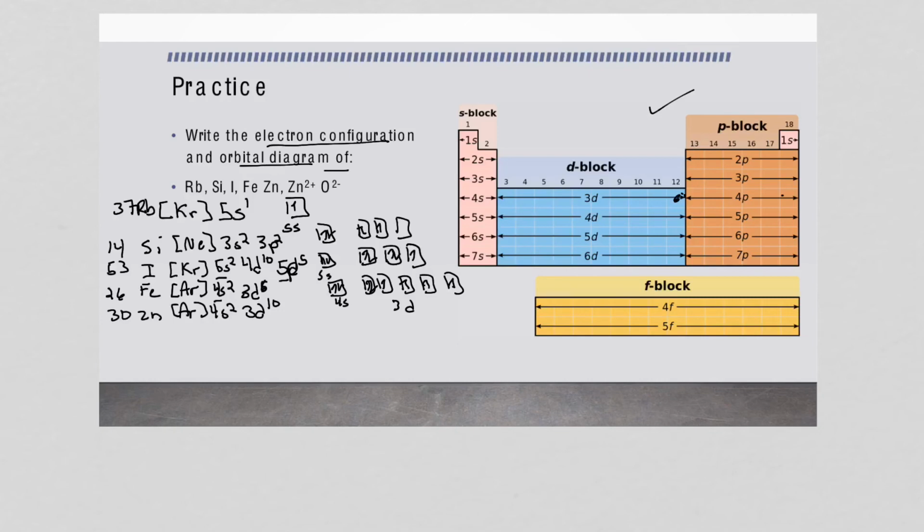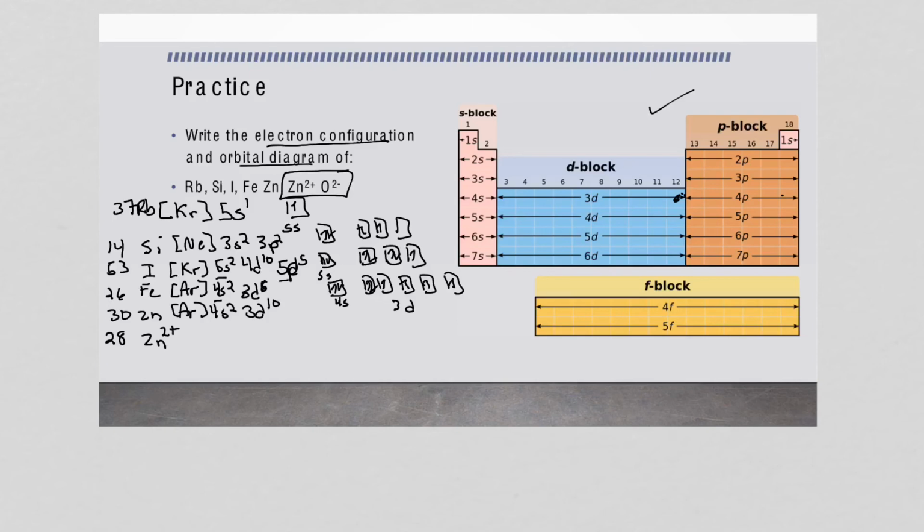Now, the last 2 examples here are ions. So just like we can do electron configurations of atoms, we can do electron configurations of ions. So zinc 2+, the 2+ charge means we've lost 2 electrons. So whereas normal zinc has 30 electrons, zinc 2+ is only going to have 28. So if I look at what zinc was, 4s2 3d10, I'm going to lose 2 electrons.